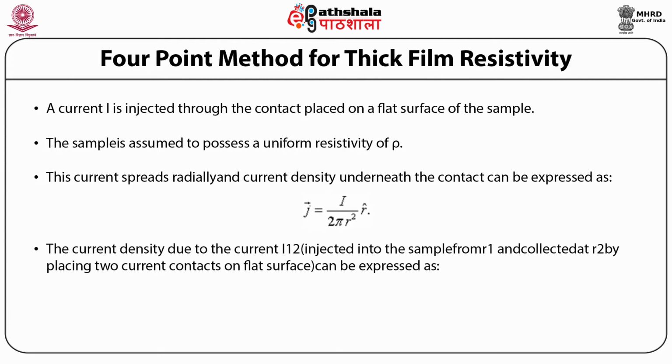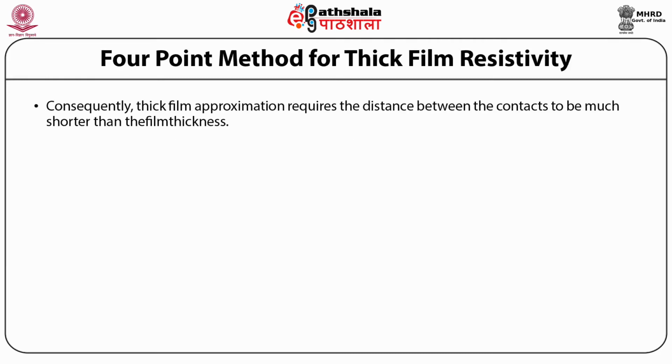The current density due to the current I12 injected into the sample from R1 and collected at R2, by placing two current contacts on the flat surface, can be expressed as J vector equals I12 divided by 2π, times (R vector minus R1 vector) divided by mod of (R vector minus R1 vector) cubed, minus (R vector minus R2 vector) divided by mod of (R vector minus R2 vector) cubed. Consequently, thick film approximation requires the distance between the contacts to be much shorter than the film thickness.